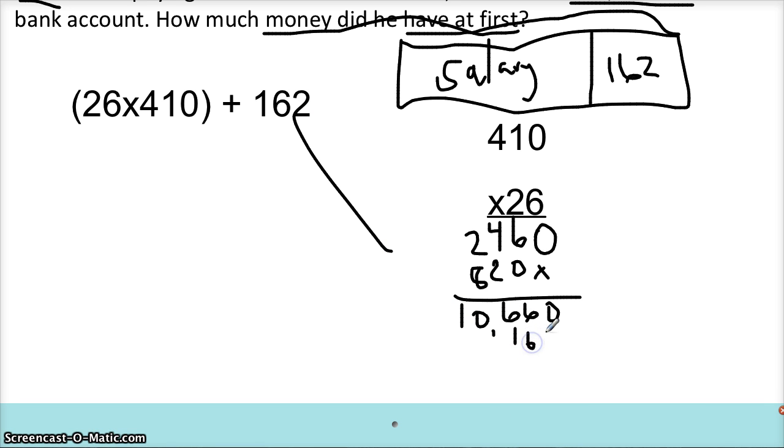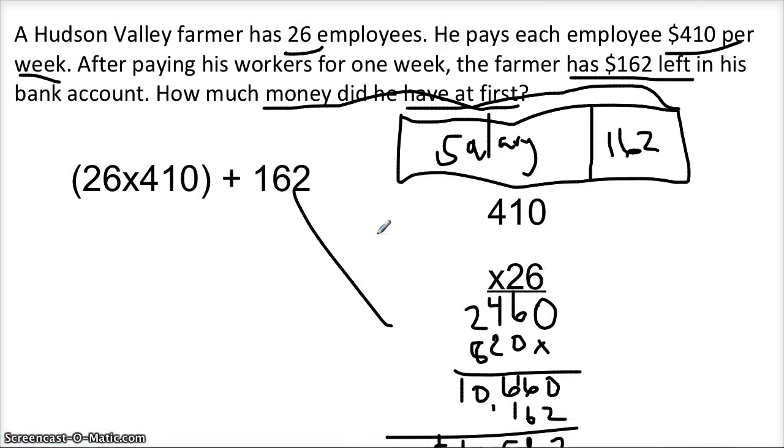So 2 plus 0 is 2, 6 and 6 is 12, 6, 7, 8, 10. So I am left with, or I started out with, $10,822. Okay, that is problem 3 and 4.